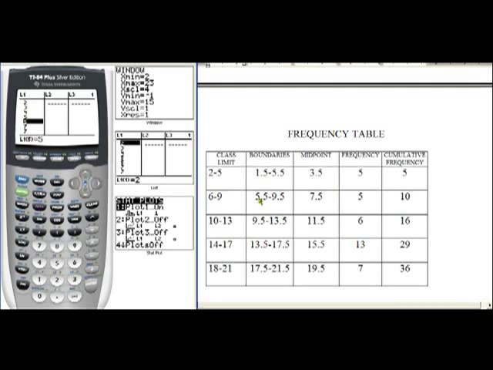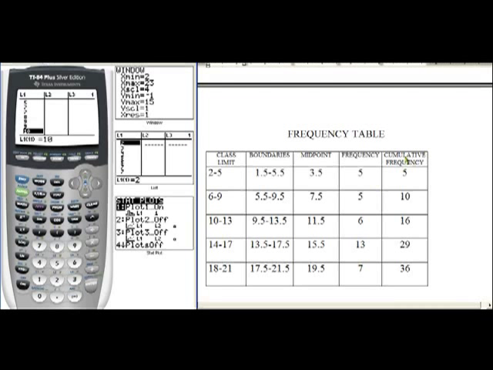The next class is 5.5 to 9.5, and you count how many that is. You go 1, 2, 3, 4, 5, and the next one's too big, so it's 5 again. For this class, you do the same thing. In the next class, you do the same thing. You simply count and write down the frequencies.